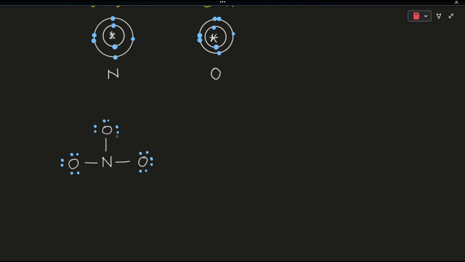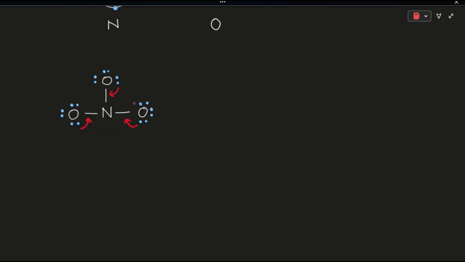So we could have this lone pair being converted into a bond, or this lone pair being converted into a bond, or this one into a bond. Now, when this happens for any of these three scenarios, then we could possibly have the following Lewis structures for the nitrate ion.